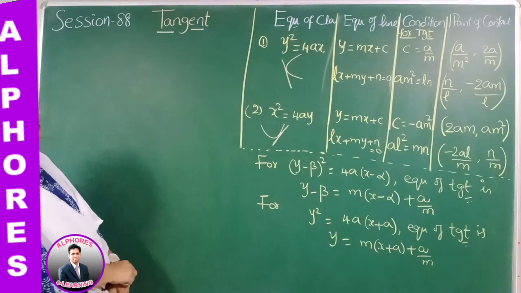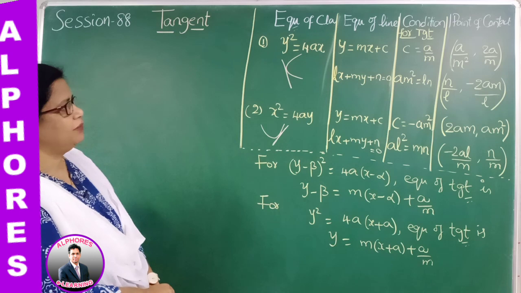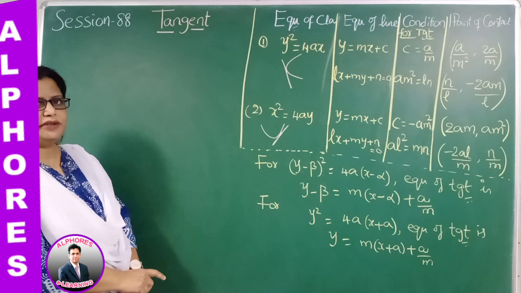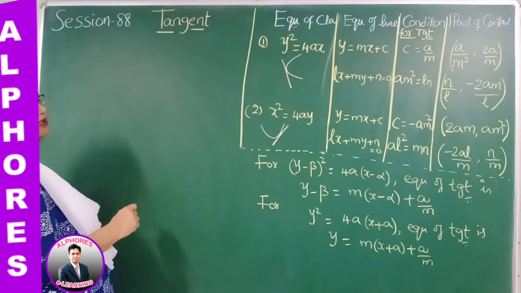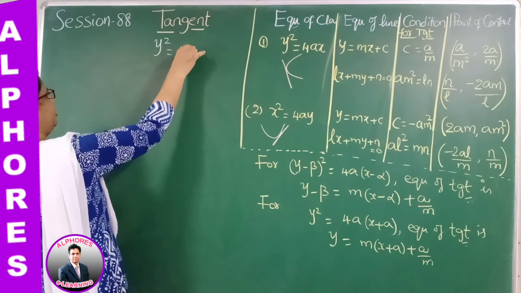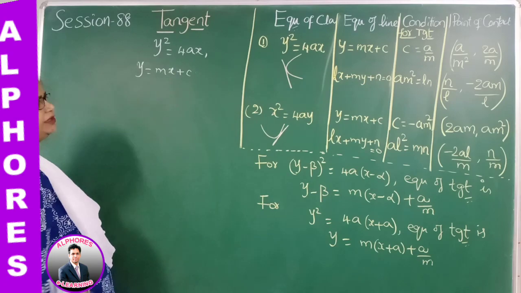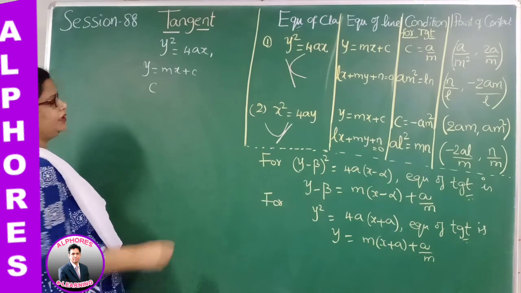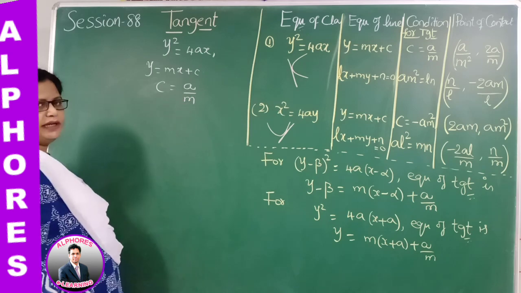In the previous session, students, we discussed the position of a line with respect to a parabola. We observed a quadratic equation and its discriminant being less than 0, greater than 0, and equal to 0. Whenever the discriminant is equal to 0, for the parabola y square equal to 4ax and the line y equal to mx plus c, we observed that the condition is c equal to a by m, that implies a equal to cm.